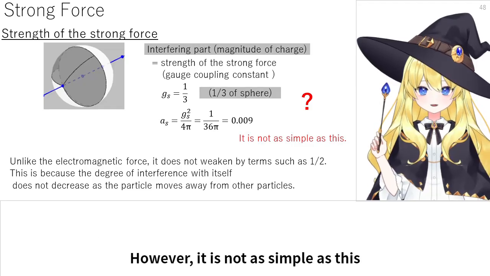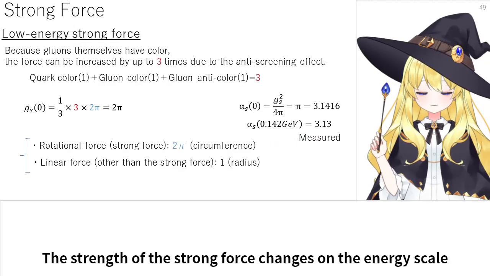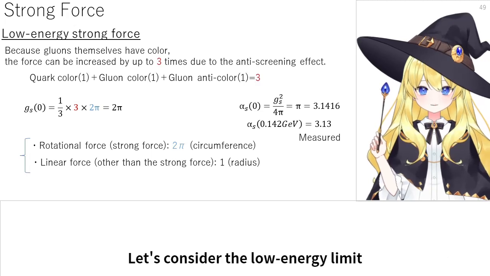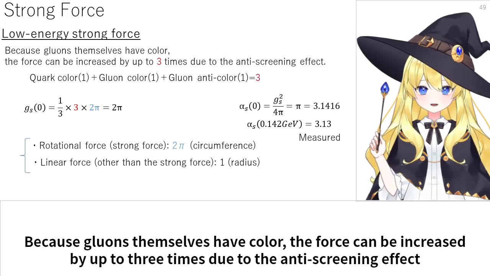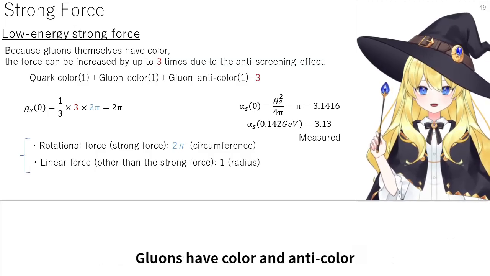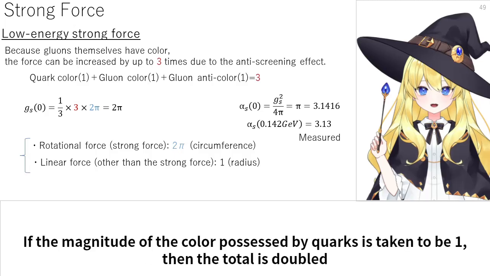However, it is not as simple as this. The strength of the strong force changes on the energy scale. Let's consider the low energy limit. Because gluons themselves have color, the force can be increased by up to 3 times due to the anti-screening effect. Gluons have color and anti-color. If the magnitude of the color possessed by quarks is taken to be 1, then the total is doubled.